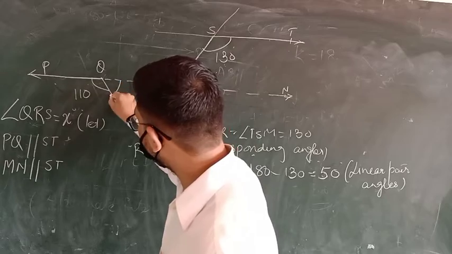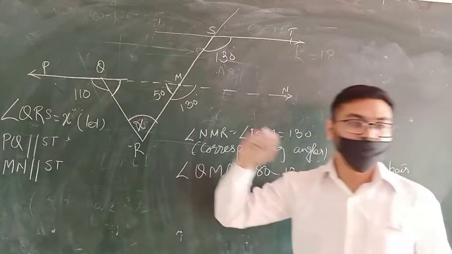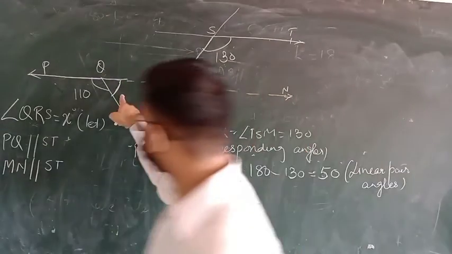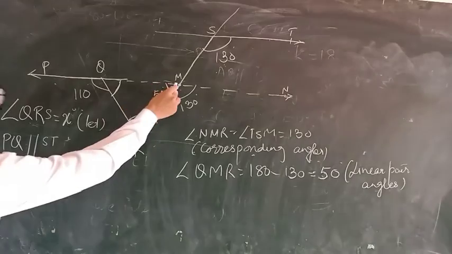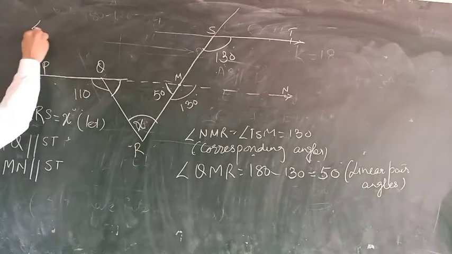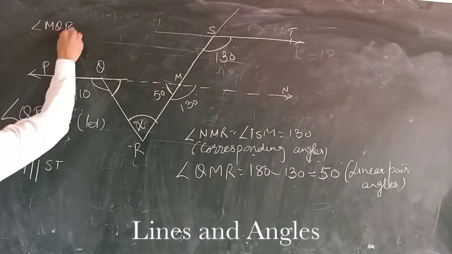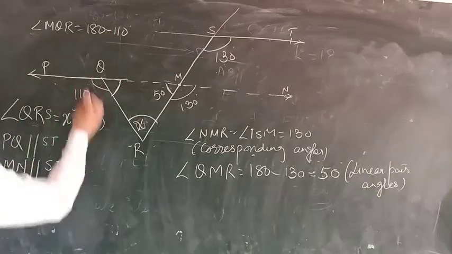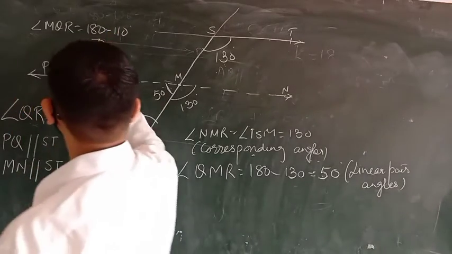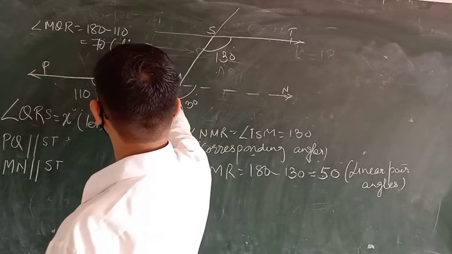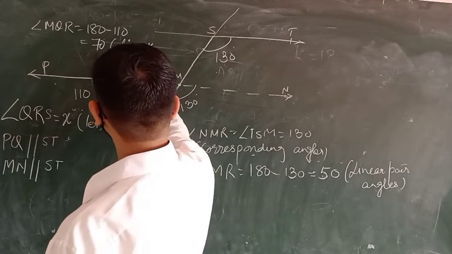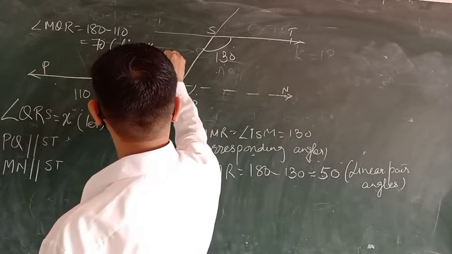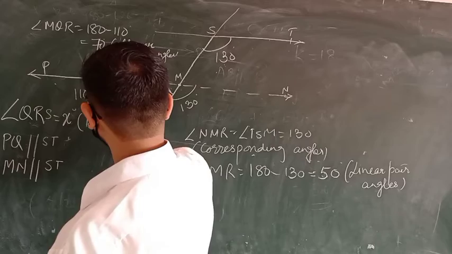Can I get this value? Can I get this angle? Correct. Again, this is forming a linear pair angle, so I can write MQR is equal to 180 minus 110, that is equal to 70 degrees, and the reason is linear pair angles. So this angle is equal to 70 degrees.